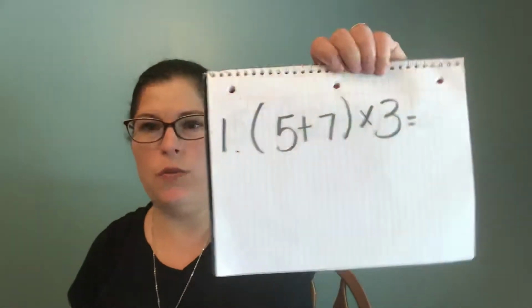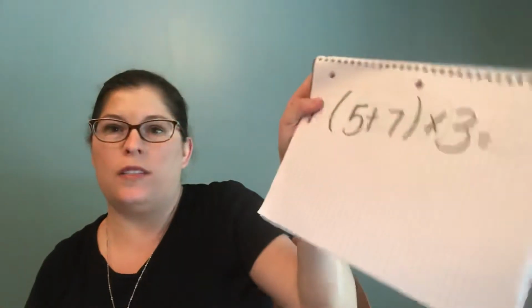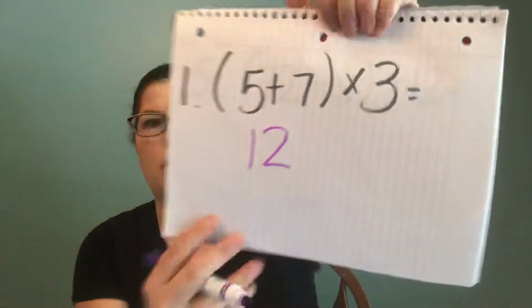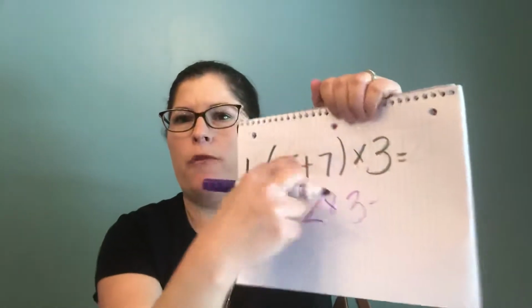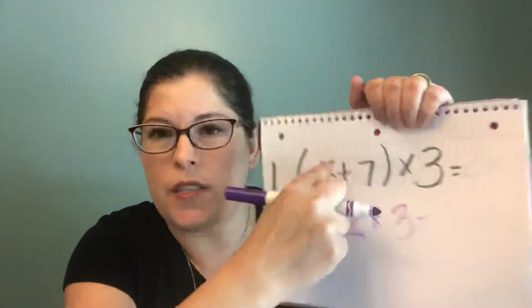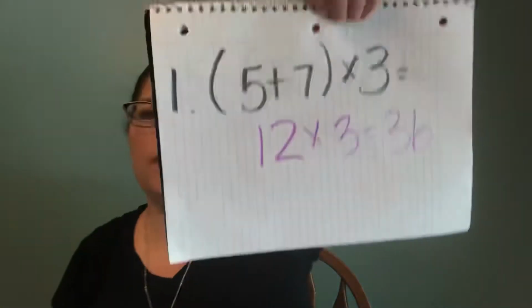Number 1, 5 plus 7 times 3. What we need to do first is what's in parentheses. So 5 plus 7 equals 12. And then we do the multiplication. But what if you're just adding here? We're supposed to multiply before we add. You do all the stuff in parentheses first. So 12 times 3 equals 36.